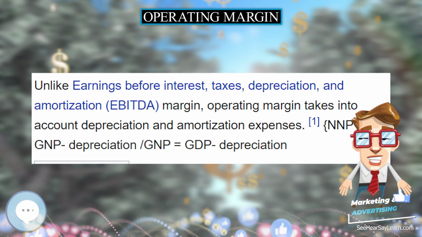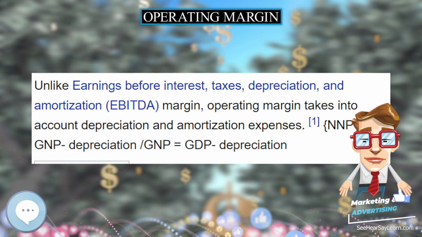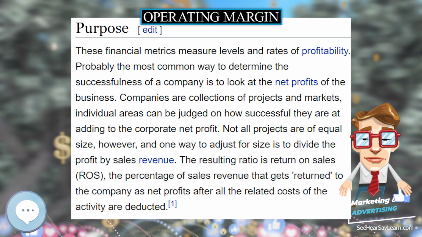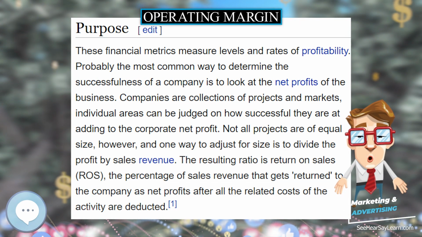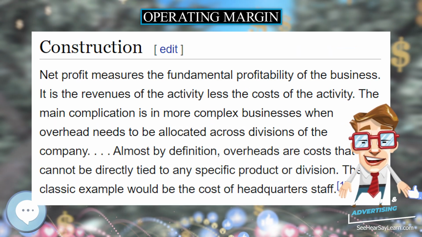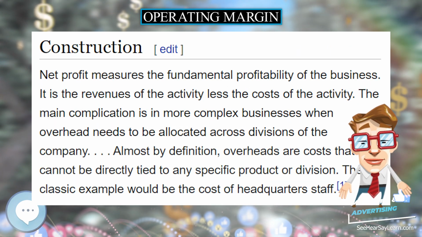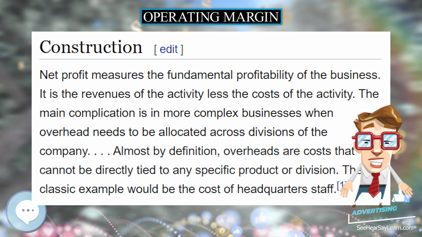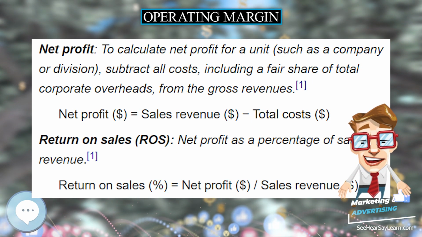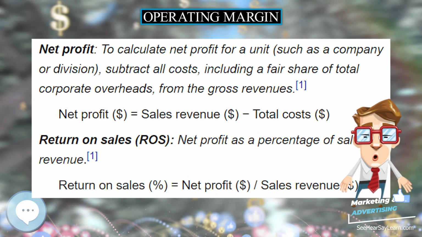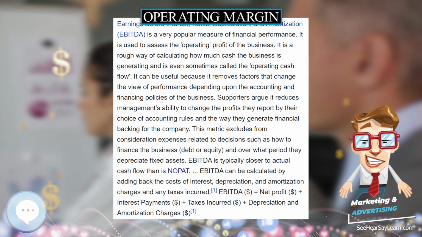Purpose. These financial metrics measure levels and rates of profitability. Probably the most common way to determine the successfulness of a company is to look at the net profits of the business. Companies are collections of projects and markets. Individual areas can be judged on how successful they are at adding to the corporate net profit.